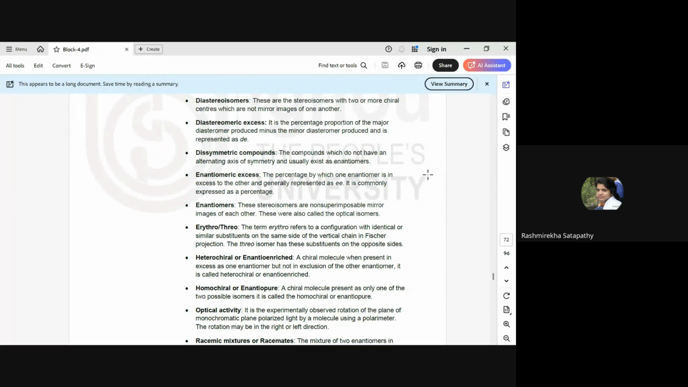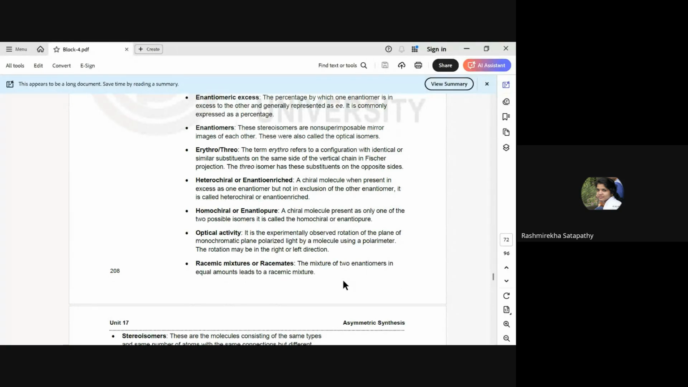Erythro and threo: the term erythro refers to a configuration with identical or symmetrical substituents on the same side of the vertical chain in the Fischer projection. Threo is the opposite, with substituents on opposite sides. Heterochiral, or enantio-enriched: a chiral molecule present in excess as one enantiomer but not in the exclusion of the other enantiomer is called heterochiral. Homochiral: a chiral molecule present as only one of the two possible isomers. Optical activity is the experimentally observed rotation of the plane of monochromatic plane polarized light by a molecule, using a polarimeter.